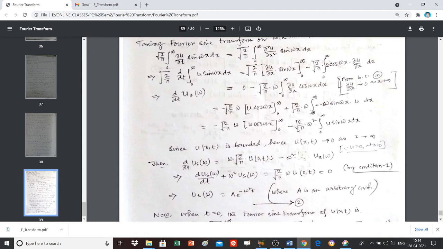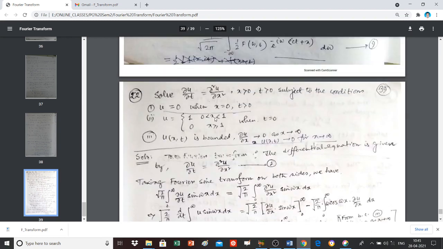For the second case, you know that square root 2 by pi, 0 to infinity, u sine omega x dx, this is nothing but the Fourier sine transform of the function u, that is u_s(omega). Okay, do you understand? This minus sign is here, this omega square is here. After that, square root 2 by pi, 0 to infinity, u sine omega x dx. This is the Fourier sine transform of the function u, that is u_s(omega). So we obtain this. Now transferring this term to the left hand side, d u_s(omega)/dt plus omega square u_s(omega) is equal to square root 2 by pi, then omega u(0,t).